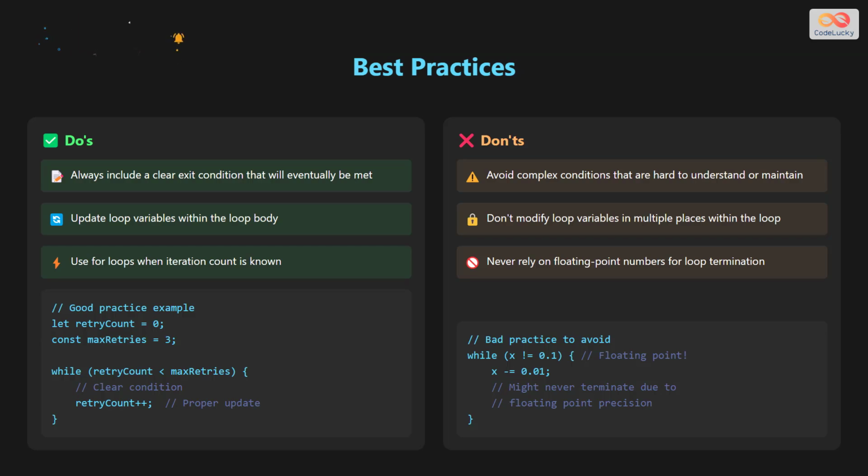Now let's look at some don'ts. Avoid complex conditions that are hard to understand or maintain. Don't modify loop variables in multiple places within the loop. And finally, never rely on floating point numbers for loop termination. In this example, the loop may never terminate because of the floating point precision.